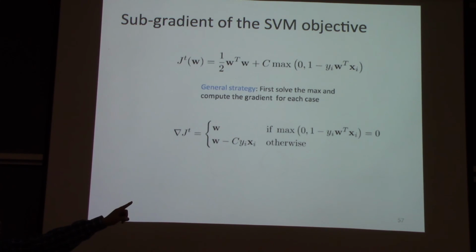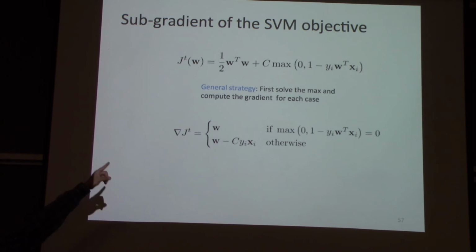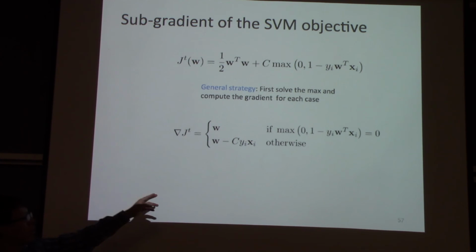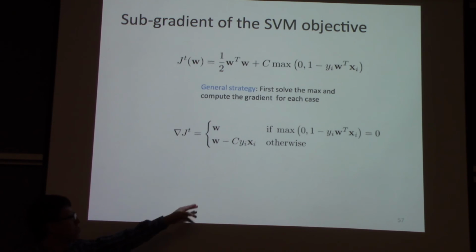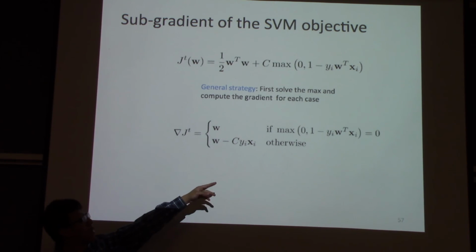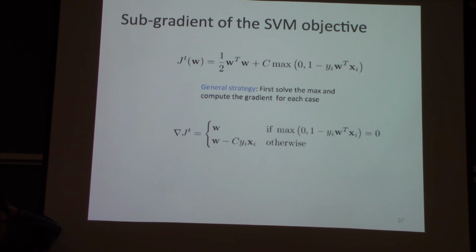In the first case, it's just w, coming only from the first term. In the second case, the subgradient has two components. One is still w, and the second is the derivative with respect to w, which is minus Cyx, the coefficient in front of w in the second case. So we know the subgradient of the objective function.